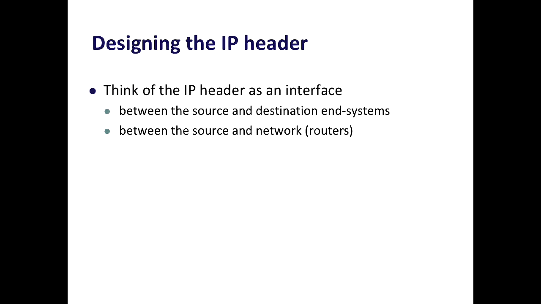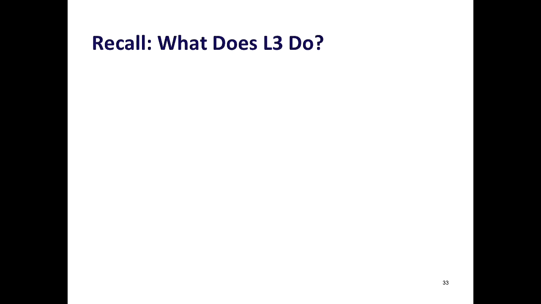So with that, think of the IP header as an interface. It's an interface because the IP header is the one interface we have going across all entities, the end hosts and the routers. So you can think of that IP header as an interface going both to the network and to the destination end host. The interaction that your IP packet has is slightly different in the router versus the end host. So let me just recap that very briefly.